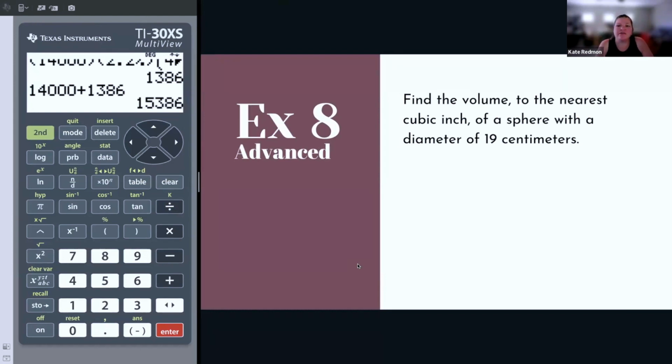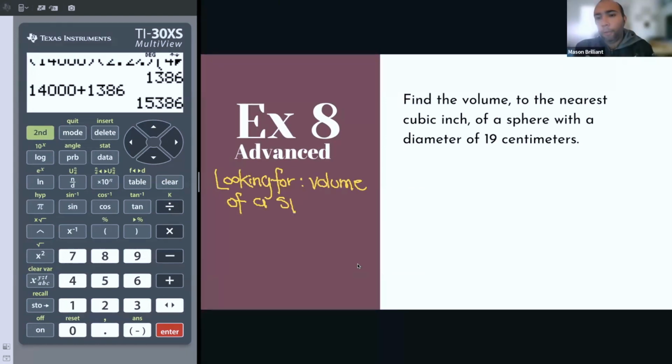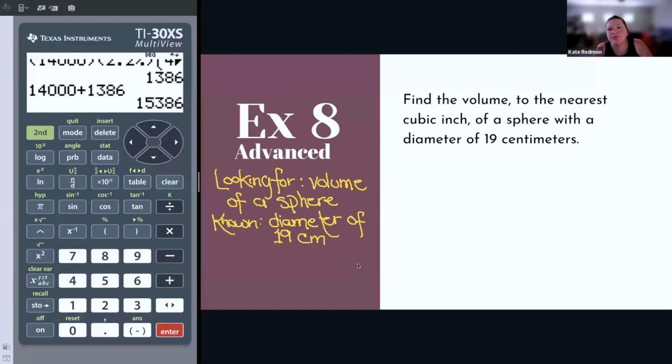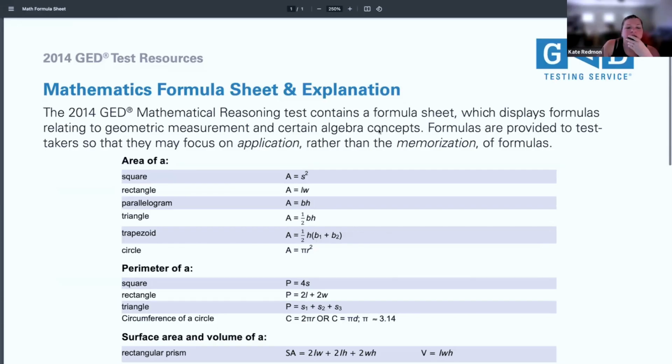Find the volume to the nearest cubic inch of a sphere with a diameter of 19 centimeters. Mason, what am I looking for? The volume of a sphere. And what do I know? The diameter of 19 centimeters. Do you know what a sphere looks like? Isn't that like the 3D version of a circle? What a great way to put it. It's basically a ball.